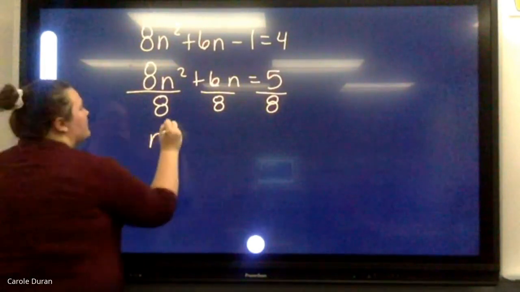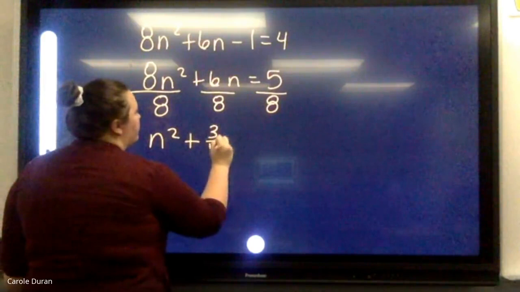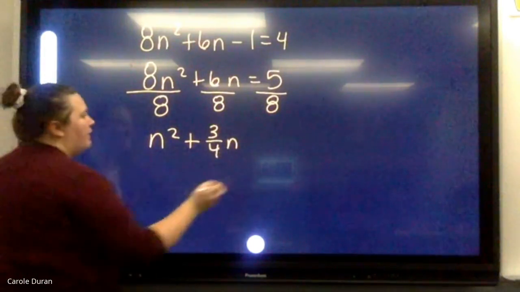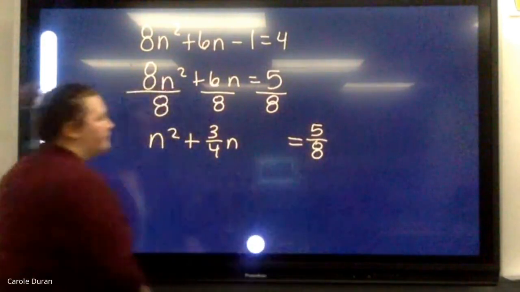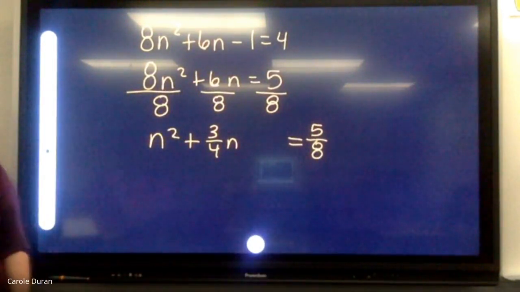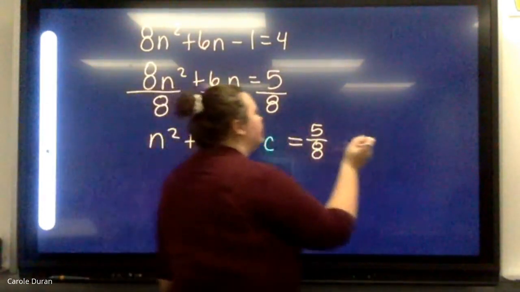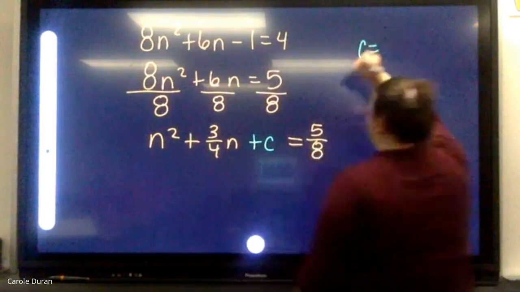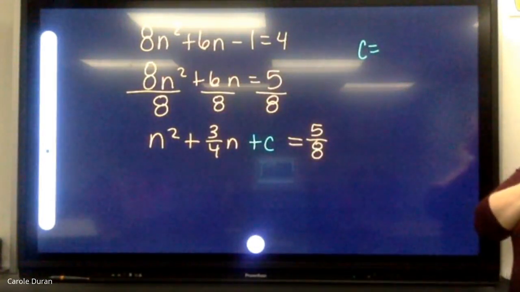Which leaves me with n squared plus 6 over 8, which reduces to 3 over 4, which makes it a little bit easier to work with, and then equals 5 over 8. Now I can complete the square by filling in my c term. How do I find that c term, Brandon?